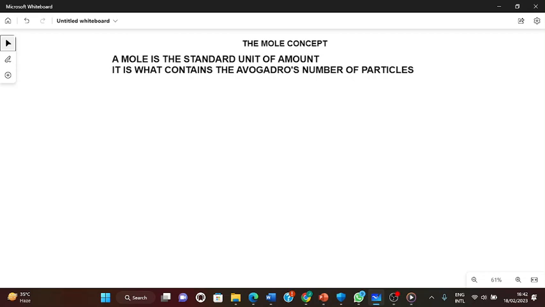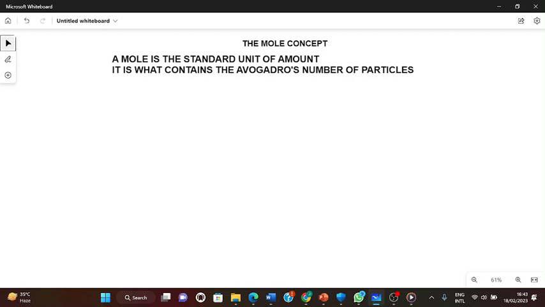I'm a chemistry teacher, and today I'll be teaching on the mole concept. A mole is the standard unit of amount. It is what contains the Avogadro's number of particles. One mole of any substance contains the Avogadro's number of particles, and this particle can be an atom, it can be a molecule, it can be an ion.